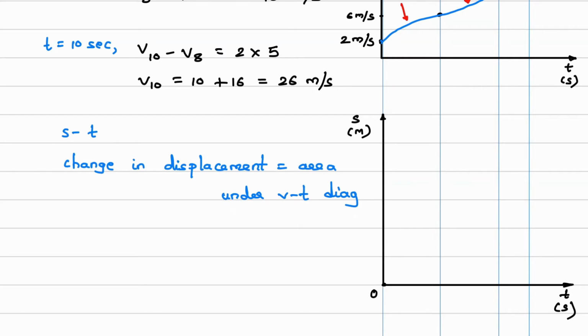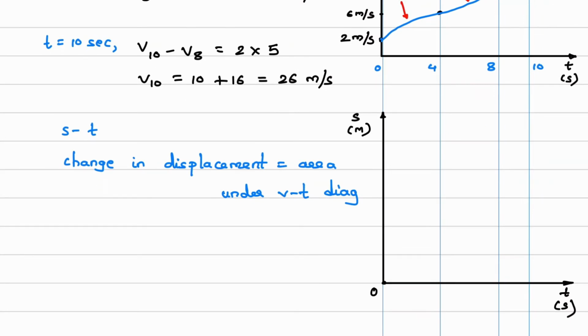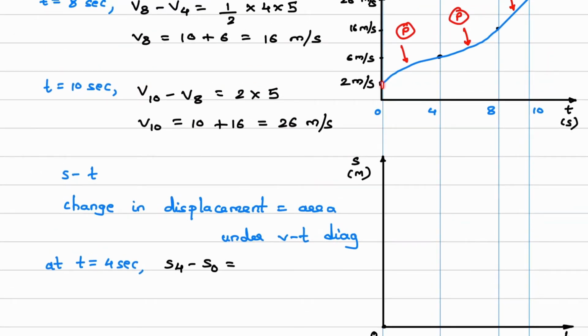Now what will be the first displacement? We'll write down the time in this diagram as well: 0, 4, 8 and 10 seconds. So we can write down at t equal to 4 seconds, it will be S4 minus S0. So S4 minus S0 is equal to the area under the v-t diagram. Now what will be this area?